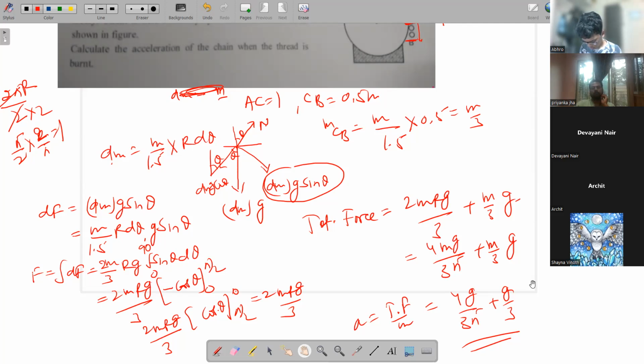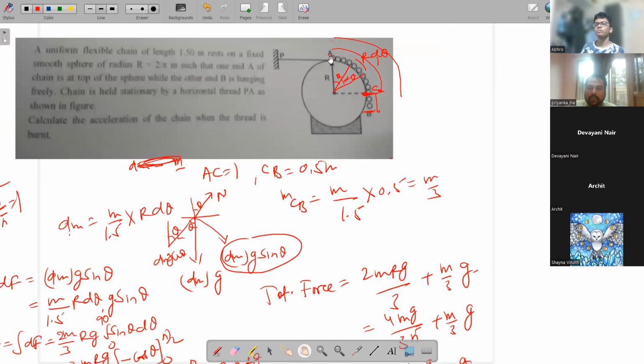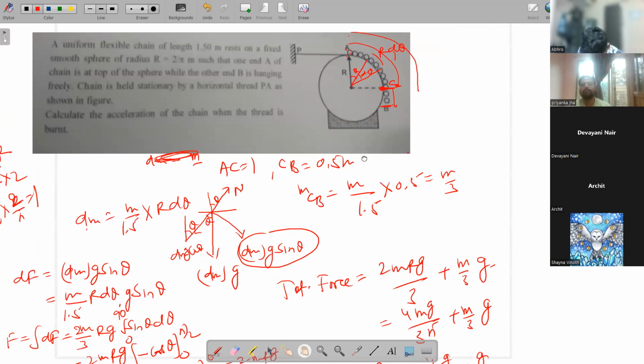So for the limits for sin theta d theta, you took 90 to 0. 0 to 90, lower to upper. As you can see, theta will be 0 for this element and theta will be 90 for this element. Yeah, 0 to 90 completely.